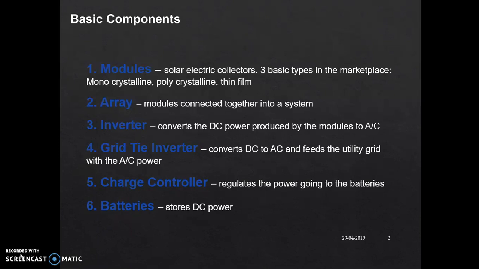Number two is an array. Arrays are nothing but modules connected together into a system. In a solar power plant, we also need an inverter which can convert the DC power produced by the modules to AC to drive AC loads. Also, we need a grid-tie inverter which converts DC to AC and feeds the utility grid with the AC power. We also have a charge controller which regulates the power going to the battery, and a battery which stores DC power.